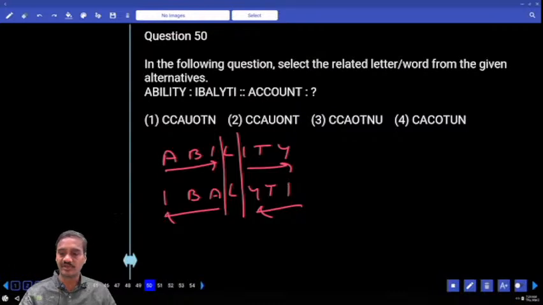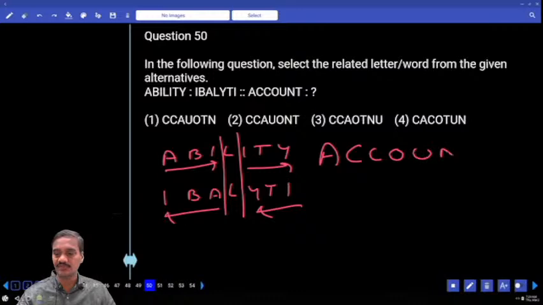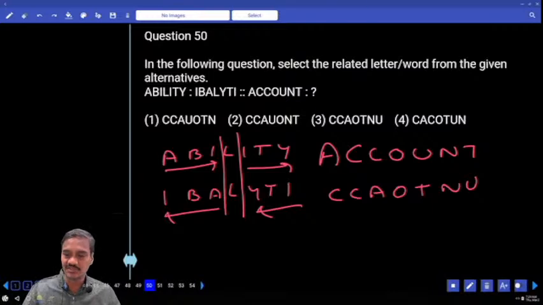And in the same way, the code given to the word ACCOUNT. The middle letter remained as it is. The first 3 when reversed is CCA. The last 3 when reversed is TNU. And the answer is CCA, O, TNU. That is choice 3, question number 50.